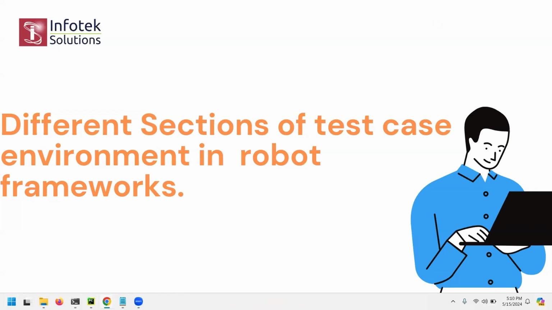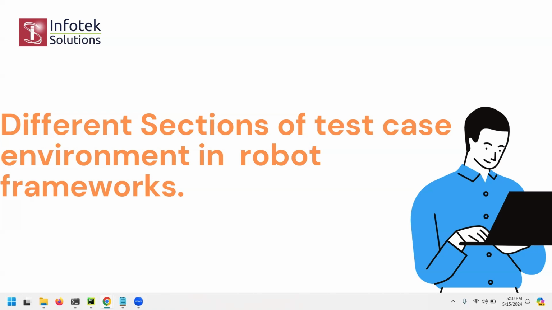Hey guys, welcome back to my another video of robot frameworks. In this video, we are going to talk about the different sections of test case environment in robot frameworks. In the last video, I wrote a test case, and there I mentioned different sections like settings, variables, test cases, and keywords. While writing those sections, I said that I'll explain these sections in another video. If you have not watched that video, please go and watch that, and then come back to this video, so you'll get a proper understanding of the concept.